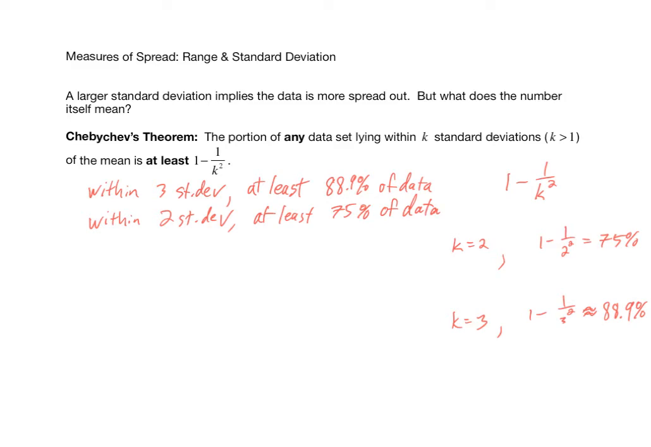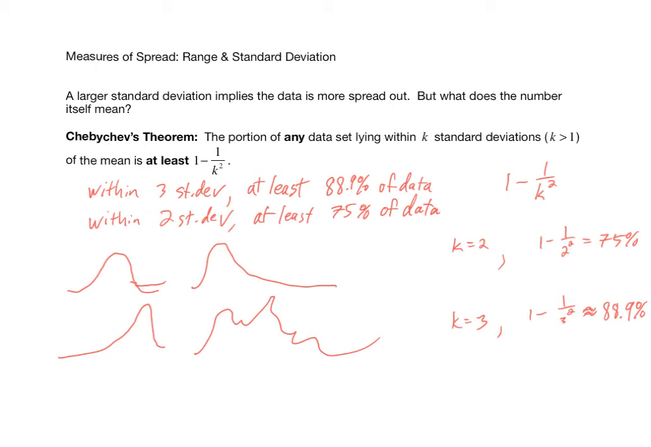What this is basically saying, whether you have a perfectly symmetric data set, a highly skewed left, a highly skewed right, something that doesn't fit nicely at all, looks like this. No matter what, this theorem always holds true. So within 2 standard deviations of the mean, at least 75% of the data is found there, and at least 88.9% of the data is found within 3 standard deviations of the mean, whether you have this sort of data distribution, this, or this.